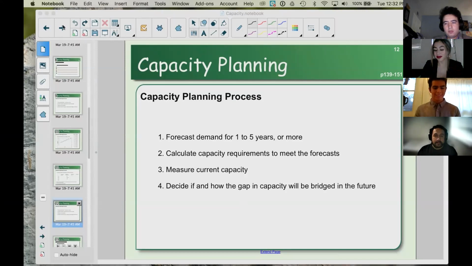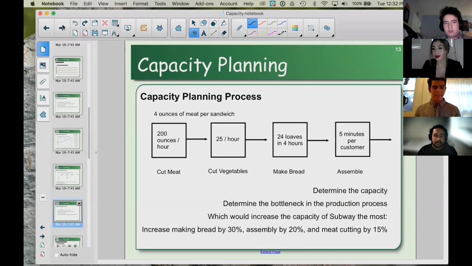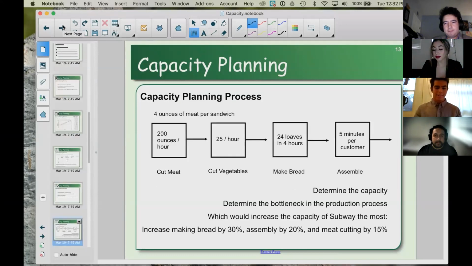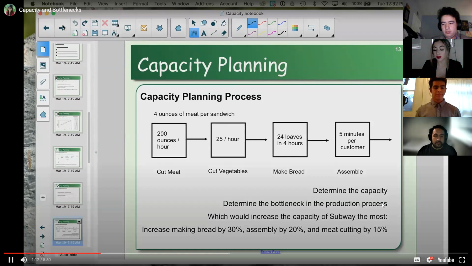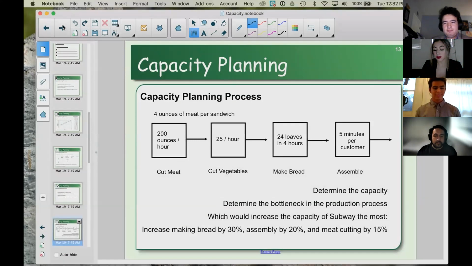So let's assume that you have a Subway franchise. And when it comes to making sandwiches at your Subway, you have to cut the meat, cut the vegetables, bake the bread, and then when the customer comes in, assemble their sandwich. So we want to determine the capacity for our franchise. How much can we actually produce? As we look at capacity, we have to take into consideration what the bottleneck is.